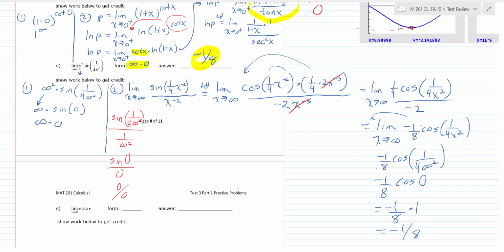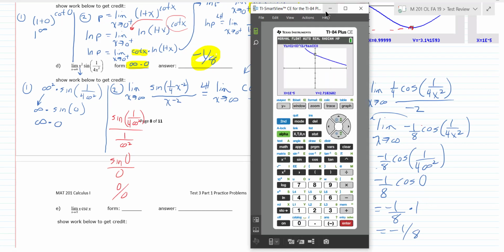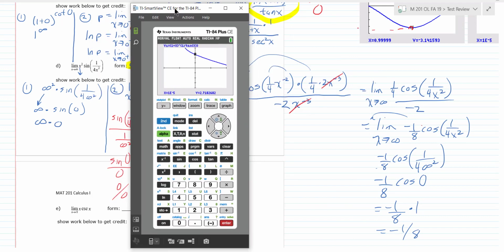They're going to get negative 1/8. All right, so I'll go ahead and put this one in the calculator also and just continue to do these problems. We have x squared times sine of 1 over, and you have to be careful how you put this in. You've got to put 1 over parentheses x to the second. I see students do that wrong a lot of times.